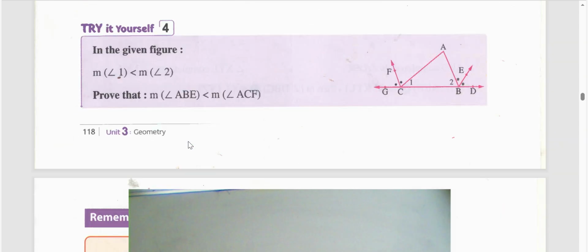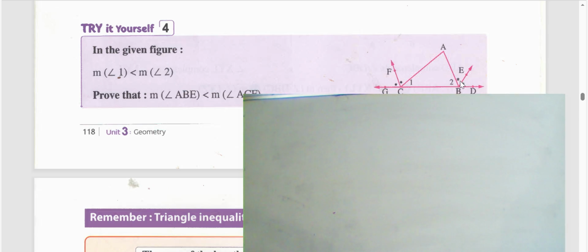Try to solve this question, number 4. Given the measure of angle 1 is less than angle 2, the measure of angle 2 is greater than the measure of angle 1. The supplement of angle 2 is less than the measure of angle F, because 2 is greater than 1, and the measure of angle E is less than the measure of angle F. The relation will be inverse, okay? Supplements will be inverse.